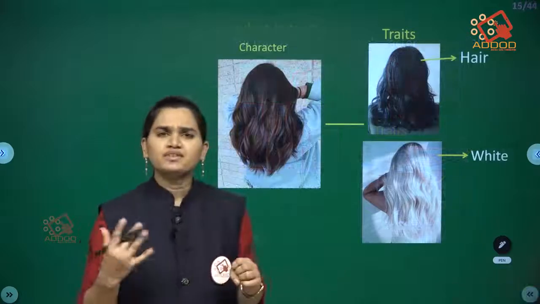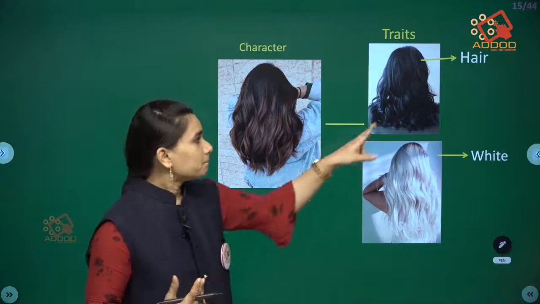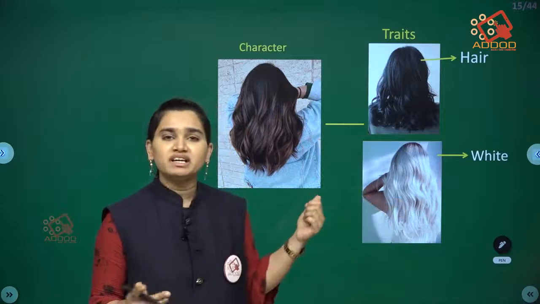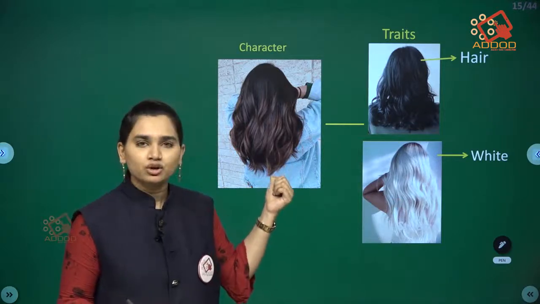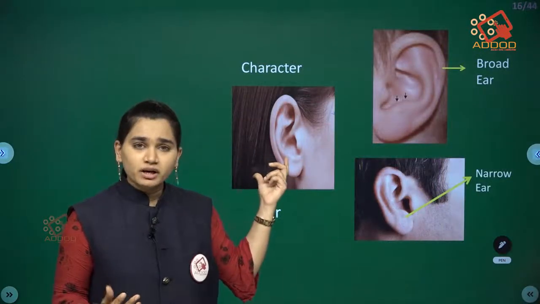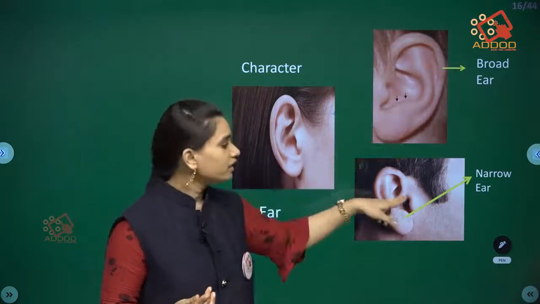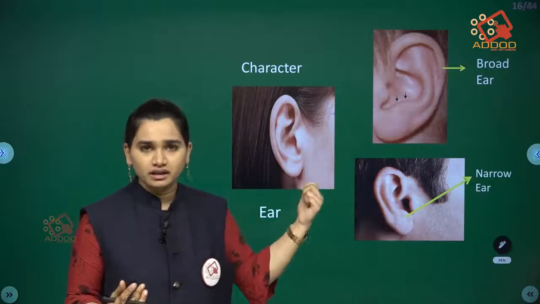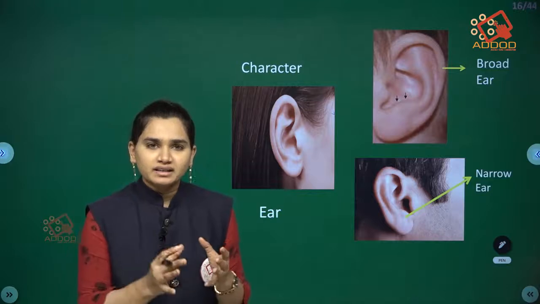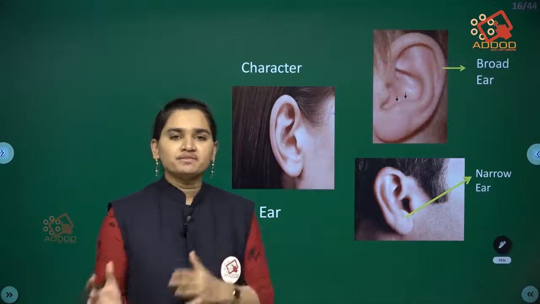Similarly, we have seen color of the hair is a character. So black colored hair will be a trait, or white colored hair will be a trait for the character color of the hair. Similarly, we have seen that shape of the earlobe was a character. Now whether it is a broad ear or a narrow ear, that will be a trait. I hope by now you have understood the difference between a character and a trait. Character is any observable physical feature of a person. Trait is the variant of that character.